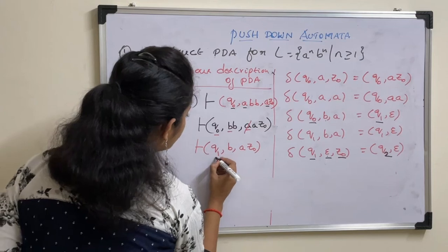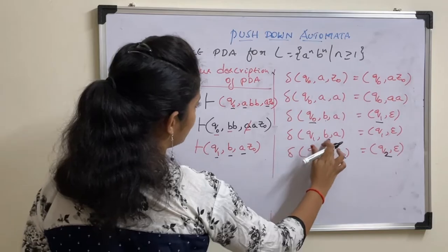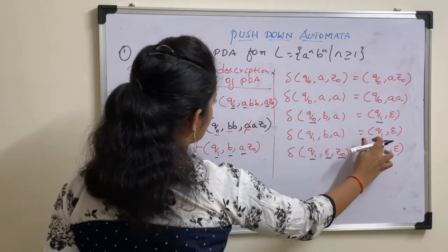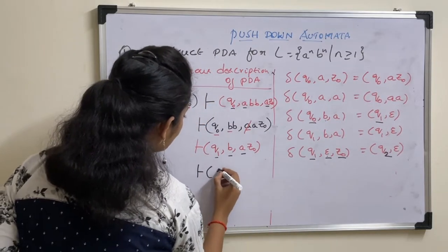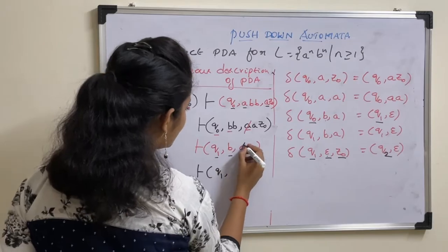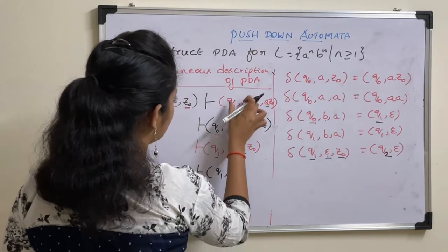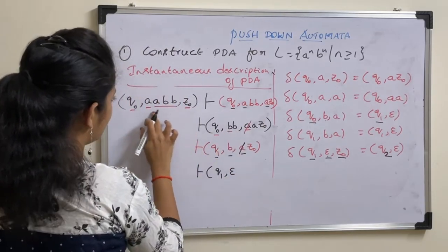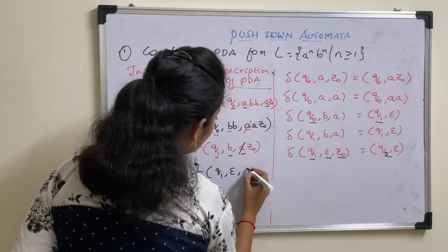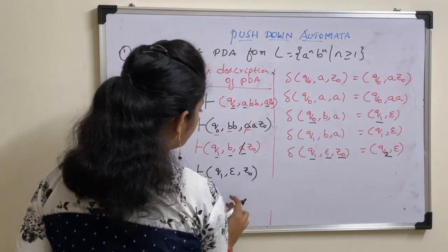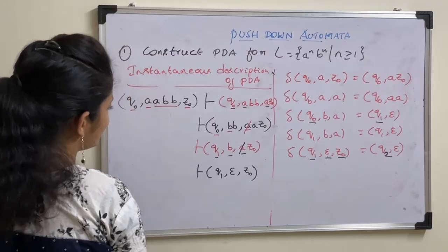Next, Q1, input B, top of the stack is A. So again remain in the same state and perform the pop operation. Write the same state, pop this A for this B. Now we have already processed all symbols in this string, so we reached epsilon and the stack contains only Z0, because we already popped two A's from the stack.